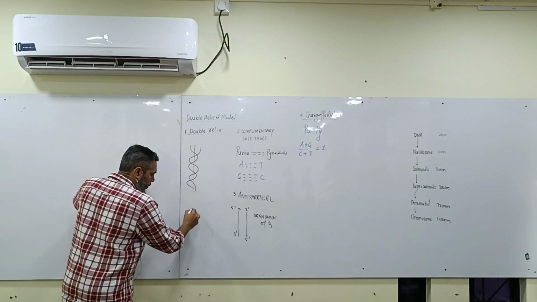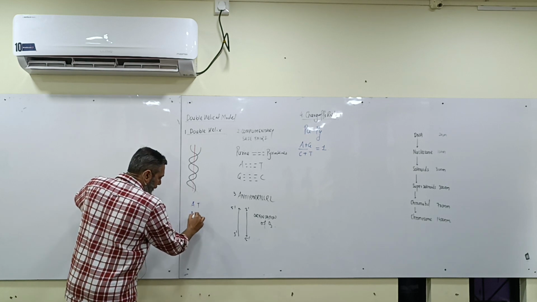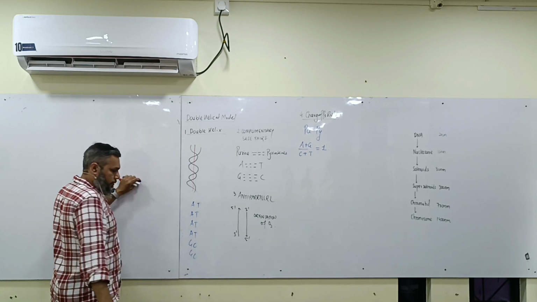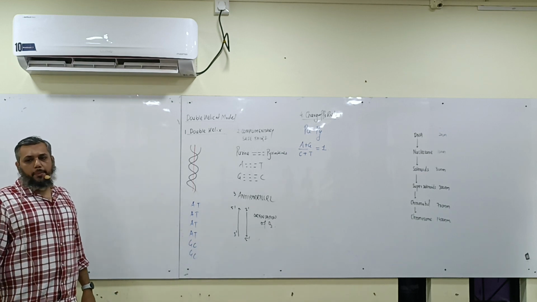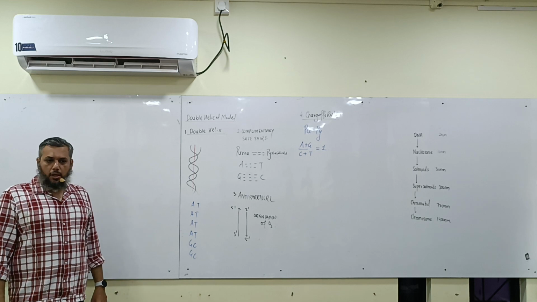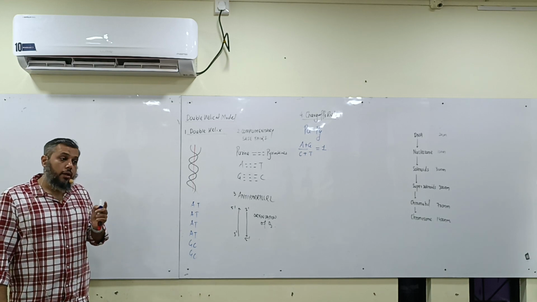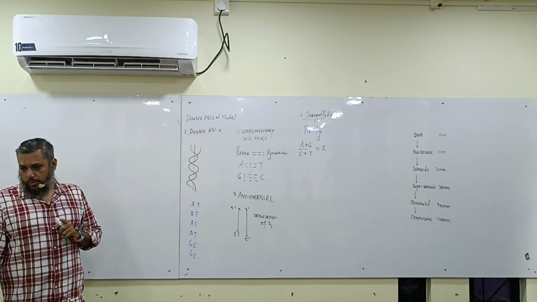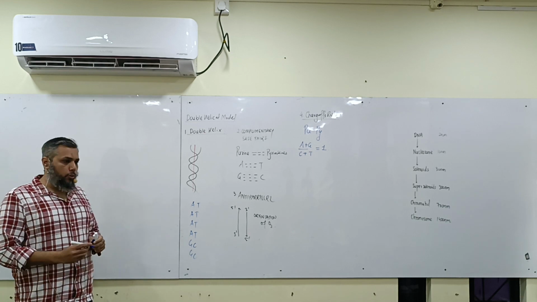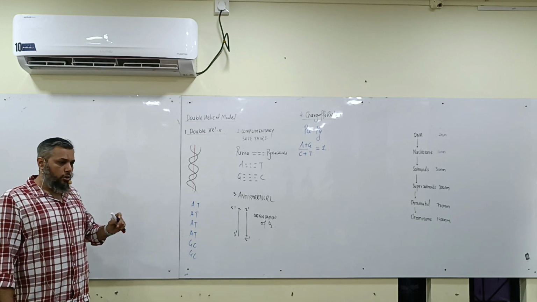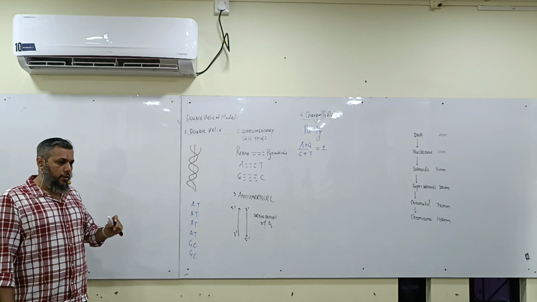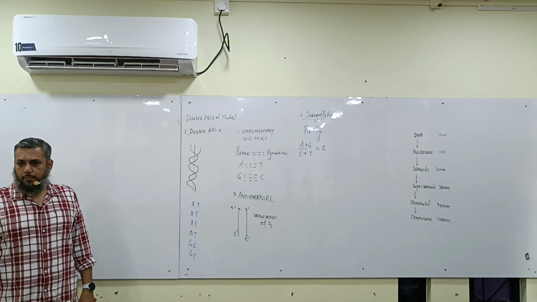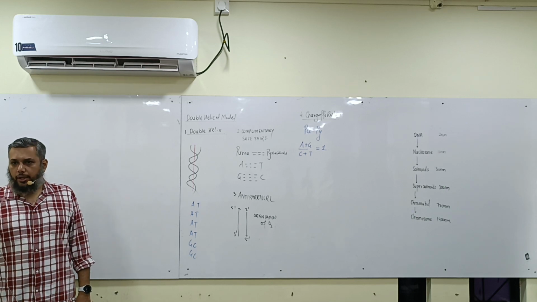Make any model of a DNA. I am writing a DNA molecule: AT, AT, AAT, AT, AT, GC, GC, GC. Will the number of purines and pyrimidines always be the same? Yes. The number of purines will be equal to the number of pyrimidines. Agreed? Who are the purines? Adenine and guanine. Who are the pyrimidines? Thymine and cytosine. Count them, will always be the same. Got it?